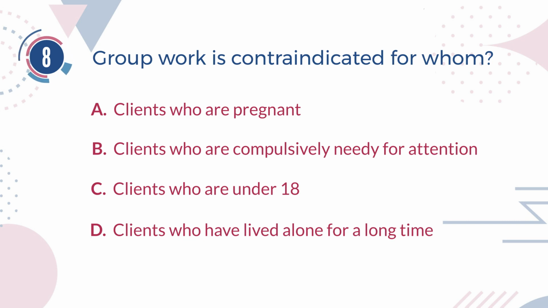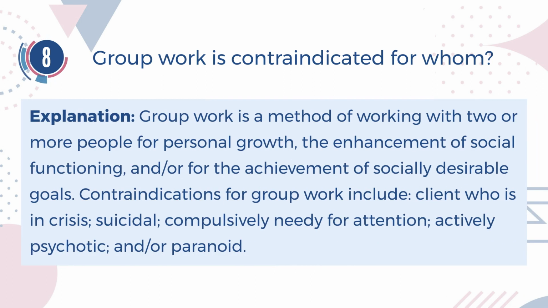The correct answer is B. Clients who are compulsively needy for attention. Explanation. Group work is a method of working with 2 or more people for personal growth, the enhancement of social functioning, and/or for the achievement of socially desirable goals. Contraindications for group work include client who is in crisis, suicidal, compulsively needy for attention, actively psychotic, and/or paranoid.